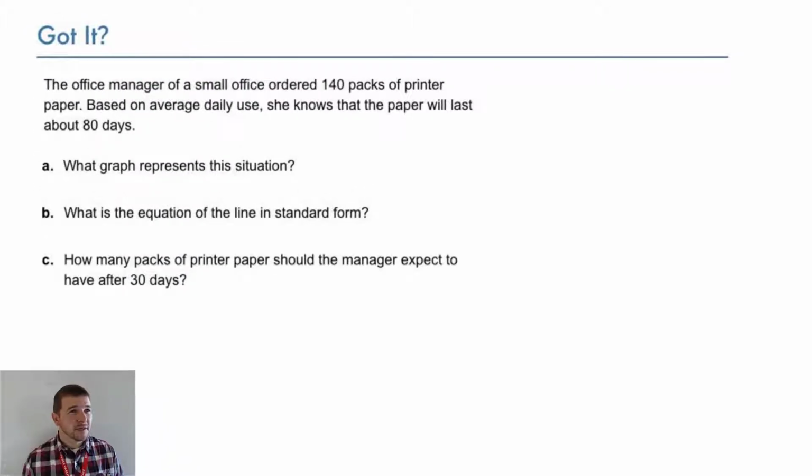Your turn. The office manager of a small office ordered 140 packs of printer paper. Based on average daily use, she knows that the paper will last about 80 days. Part A, what graph represents this situation? Part B, what is the equation of the line in standard form? And part C, how many packs of printer paper should the manager expect to have after 30 days?